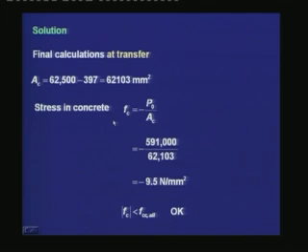Then the stress in concrete at transfer is equal to minus P0 by AC. We are substituting the actual value of P0 that we are going to apply and the accurate value of AC, and we find FC is equal to minus 9.5 Newton per millimeter square. We find that this value of FC is less than the allowable compressive stress for M35 concrete at transfer, and hence we can say that the prestressing force is proper and the stresses at transfer are within the allowable value.